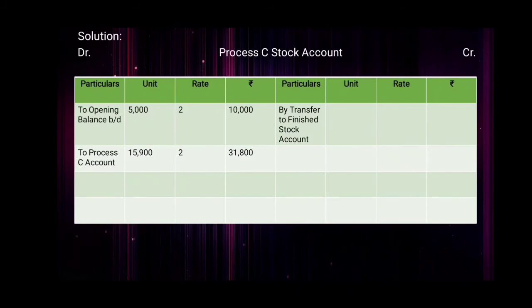So by transfer to finished stock account, unit is 20,900 at the rate of rupees 2. Total amount will be 41,800. So let us take the total of both the sides. 20,900 units and the total amount will be 41,800.